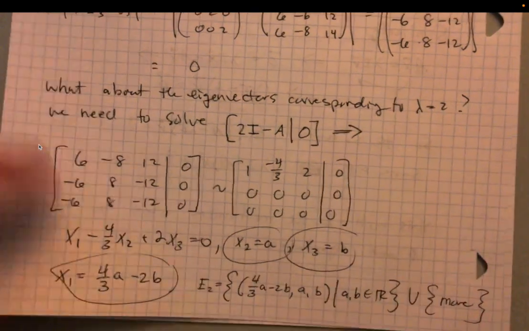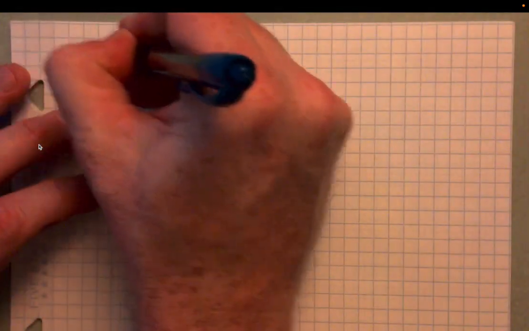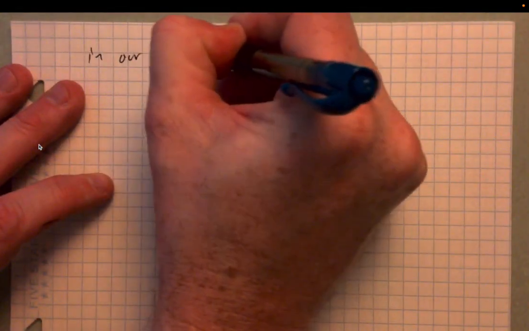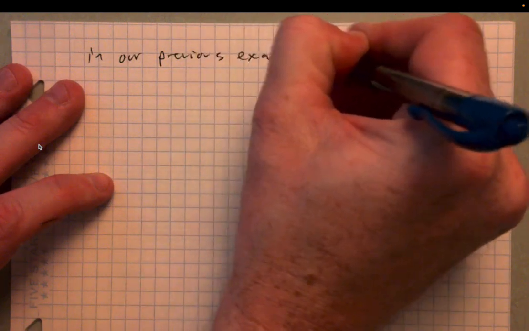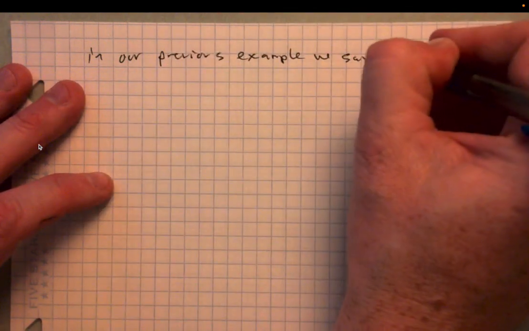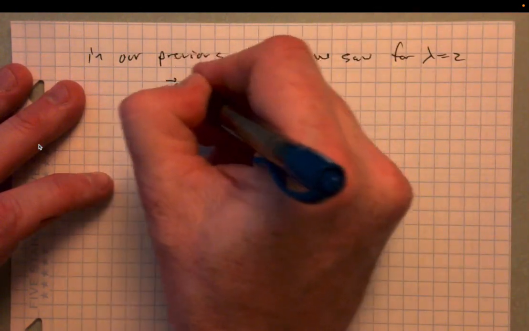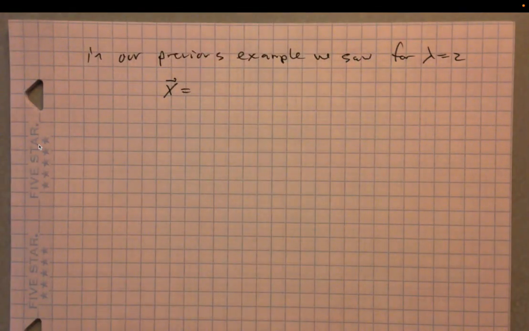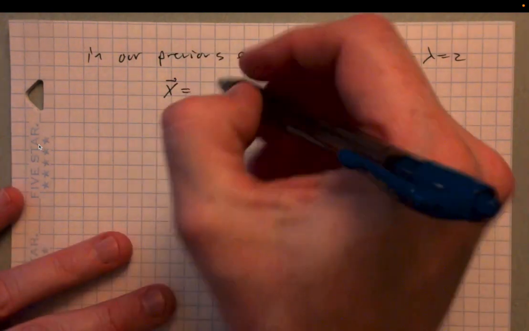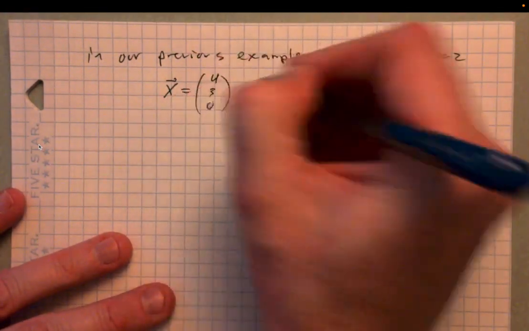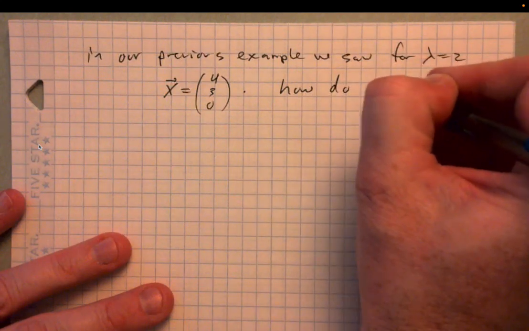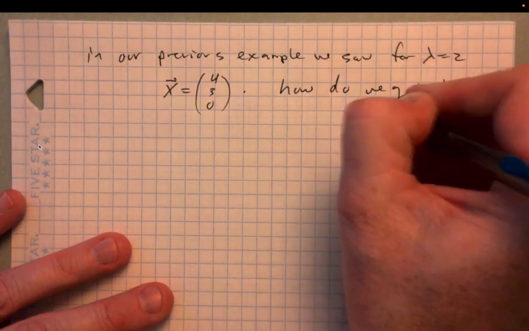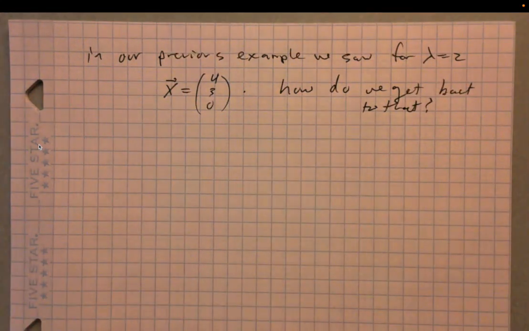Okay, and so this, because we started with a matrix that we've already looked at, how would we get back to our 4, 3, 0 example? Right, so in our previous example, we saw for lambda equals 2 that our representative eigenvector was (4, 3, 0). How do we get back to that specific one?